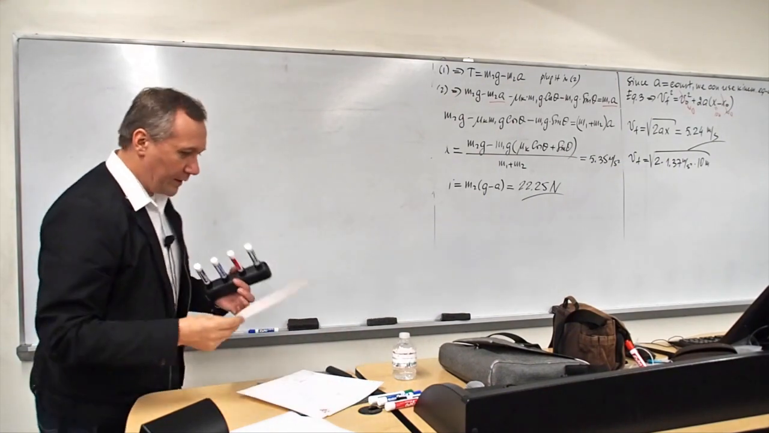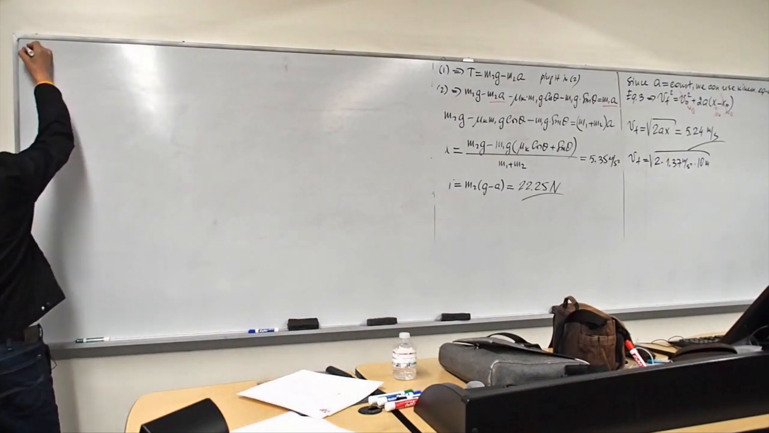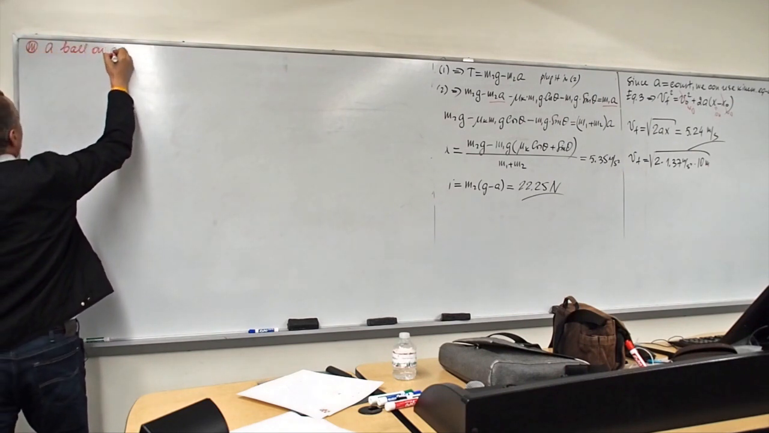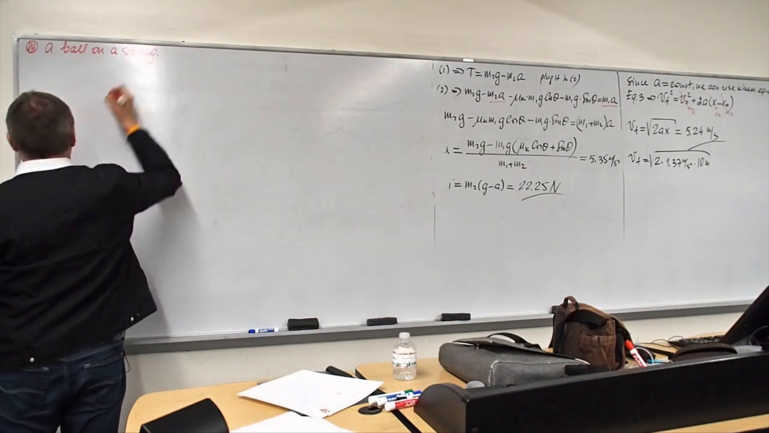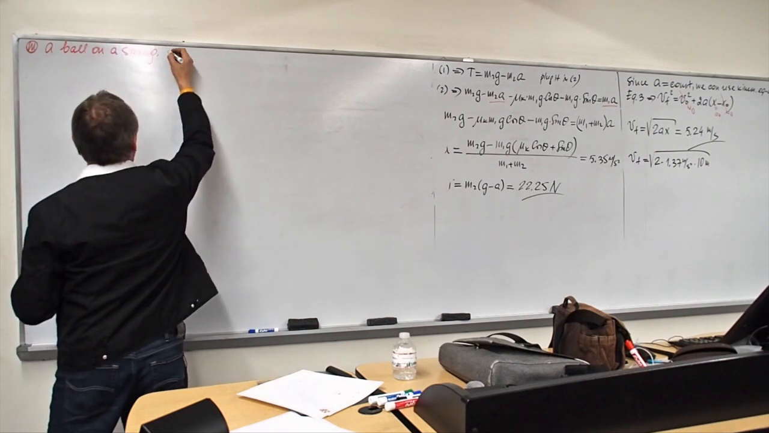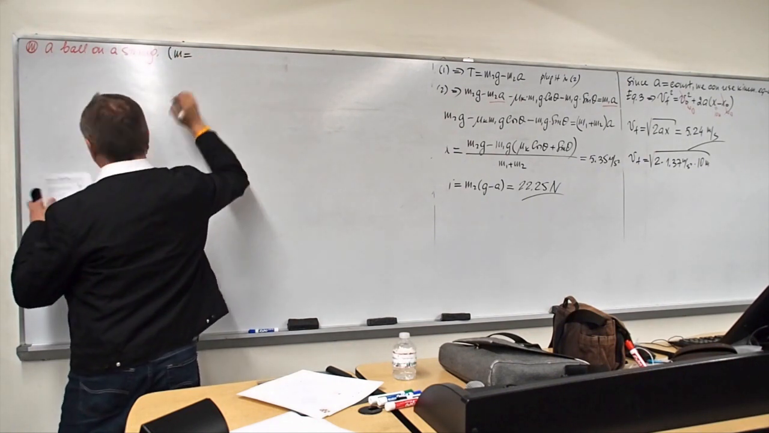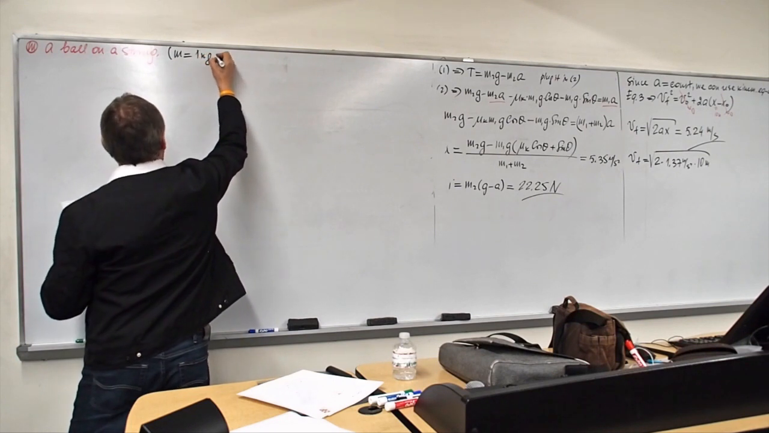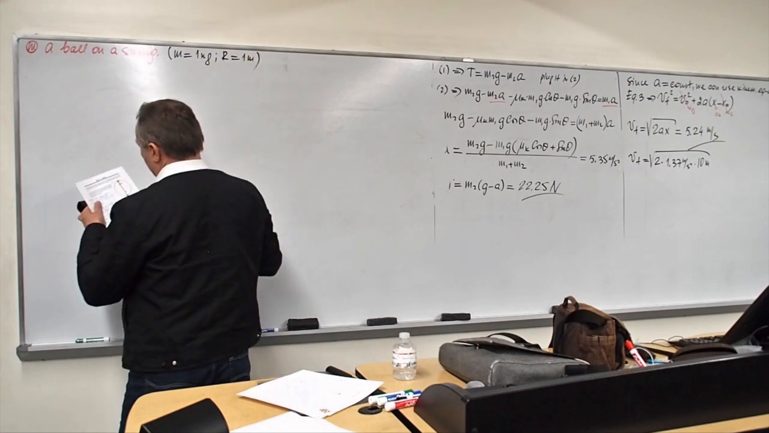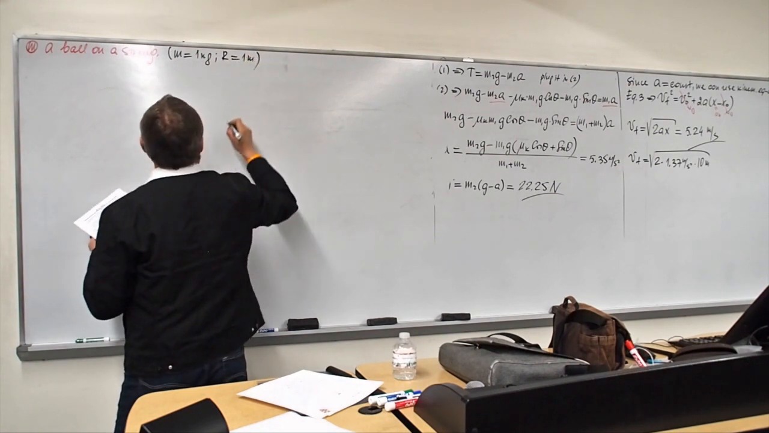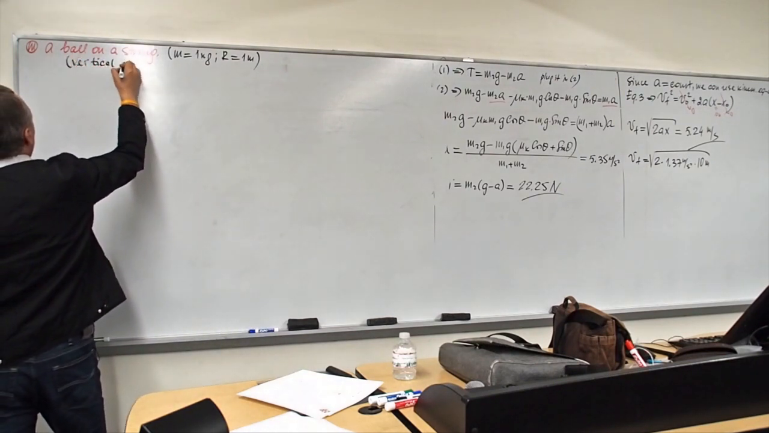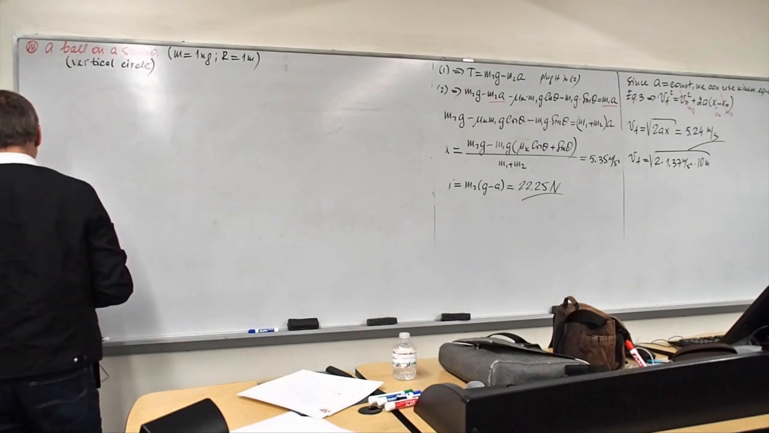So, ball on a string. Let's label this problem this way. Our mass is given: 1 kilogram. The radius of the circle is 1 meter. Of course, it's a vertical circle.